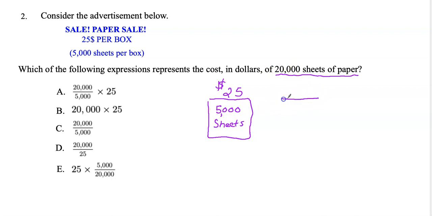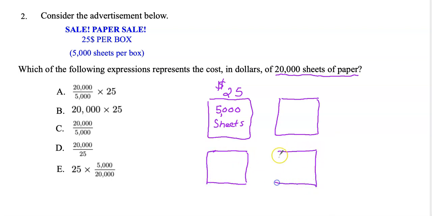Let me just draw that out for you. You'll see it visually this way. I'm going to draw 3 more, and you'll see why in a second. You might already see it. Remember, there's 5,000 sheets in each box, so I'll put 5,000 sheets here as well, 5,000 sheets here, 5,000 sheets here. Hopefully you can see that that is 20,000 sheets, right? 5,000, 10,000, 15,000, 20,000 sheets.